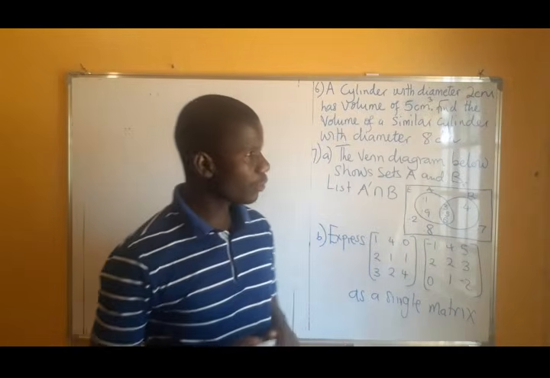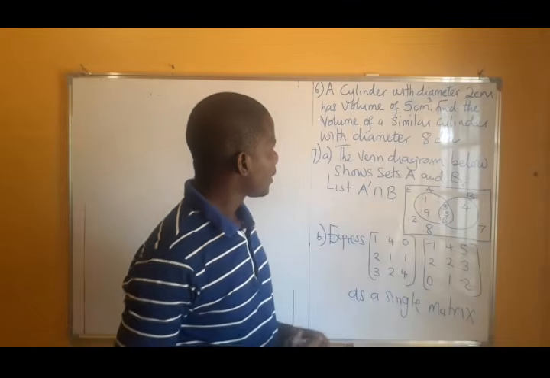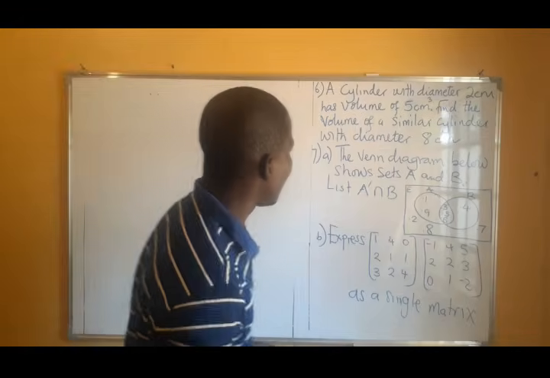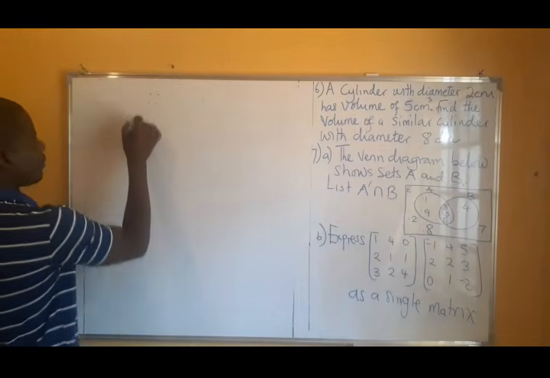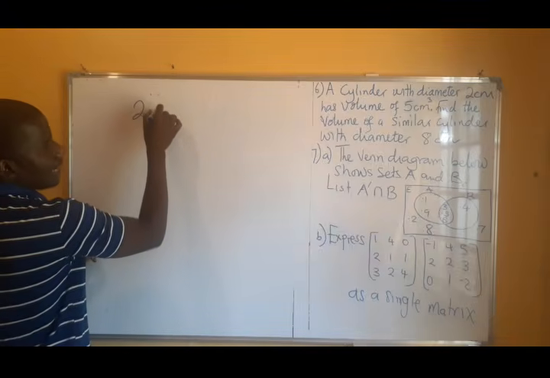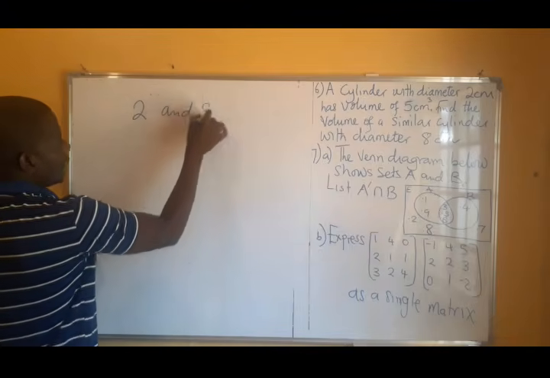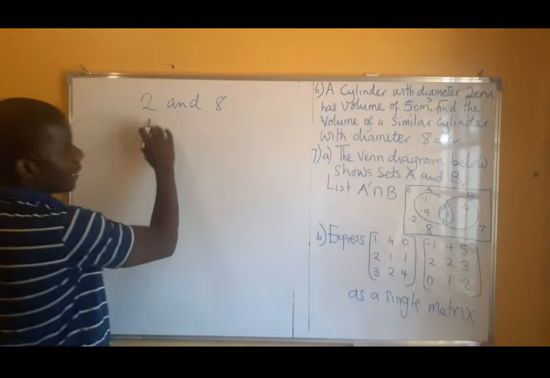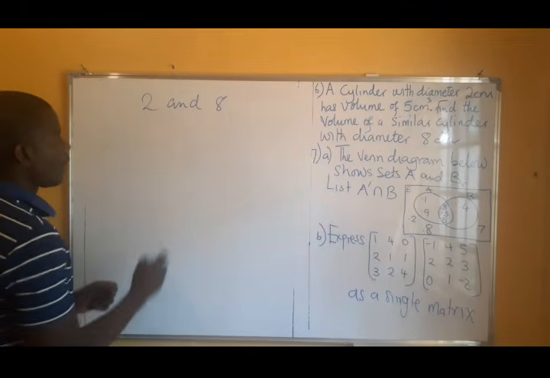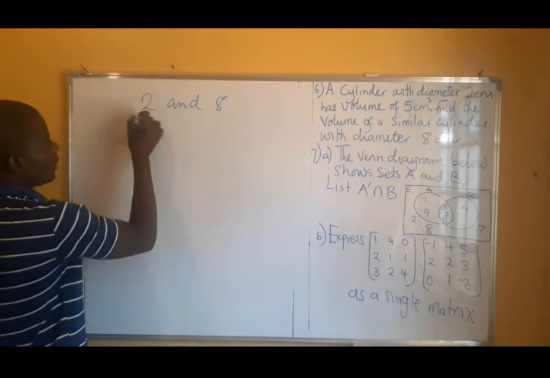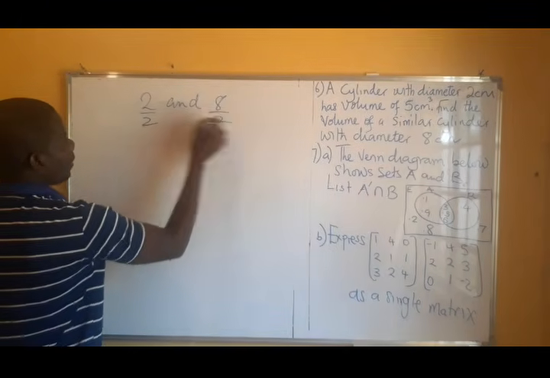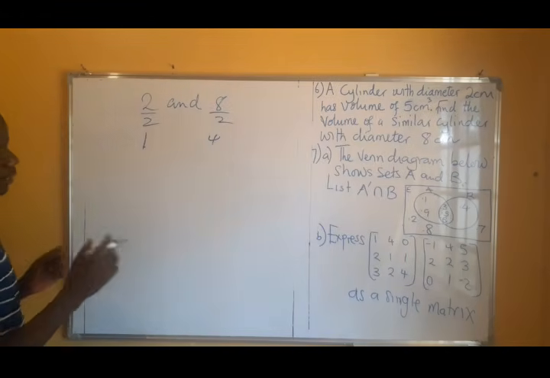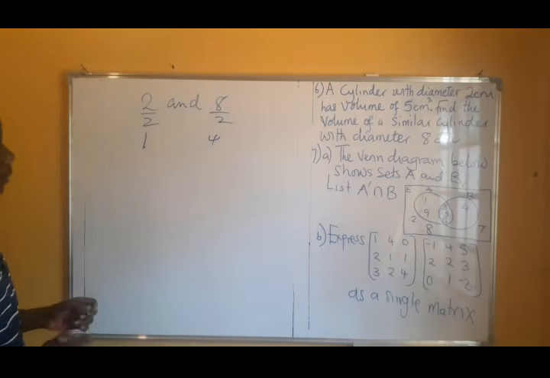So the ratios that we are given here for the cylinders are 2 and 8. So now what we are supposed to do first is to simplify these ratios. We are going to have 1 and 4. So these are the ratios of the cylinders that we are going to work with.